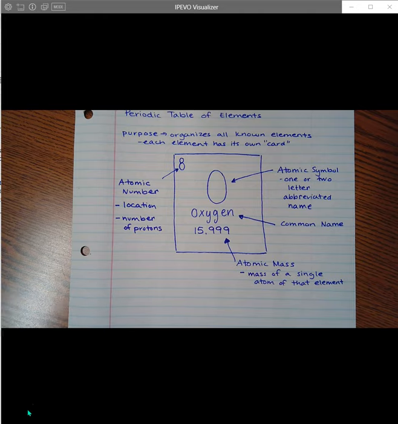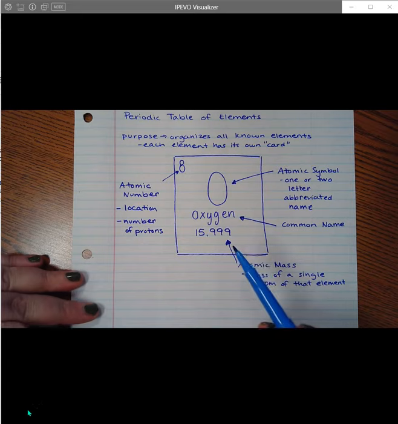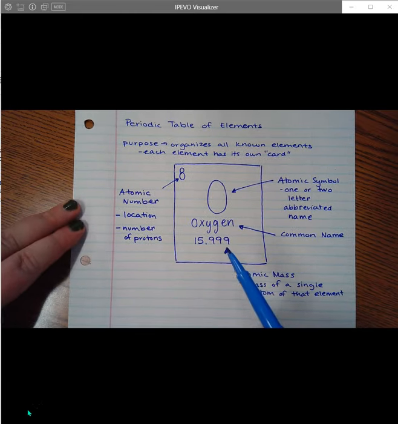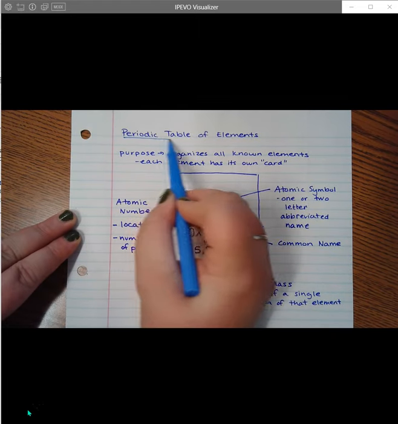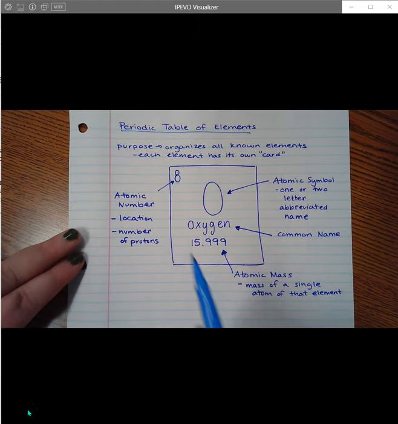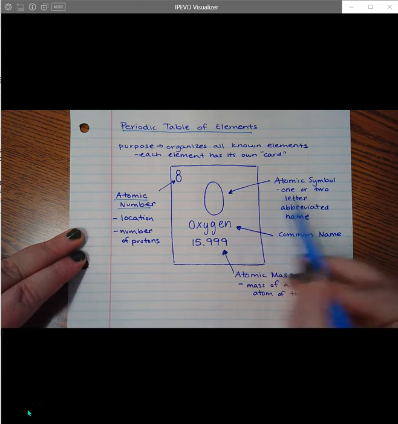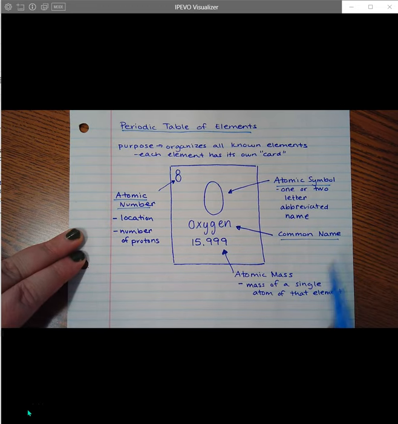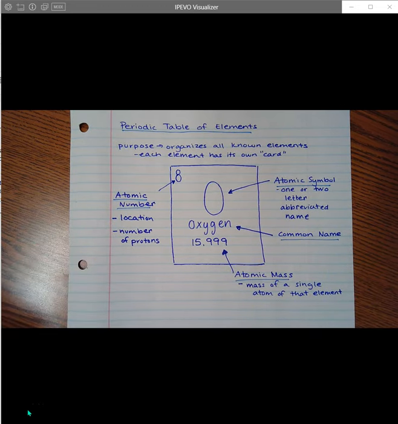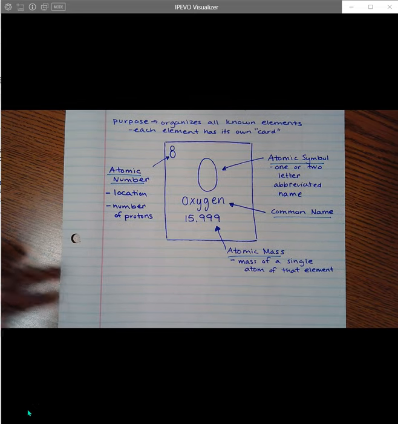So I'm just going to take another color. On my camera, this actually might show up as the same, but we'll try. So I'm underlining the title of my notes. I'm also going to underline each of these parts of the element card. And then that's really it for the notes.